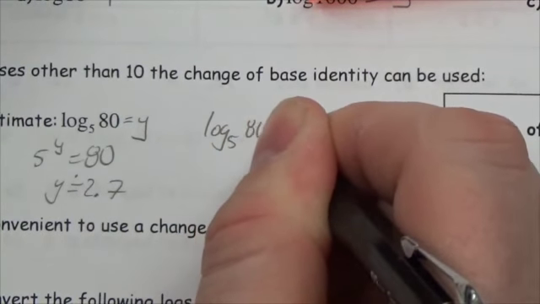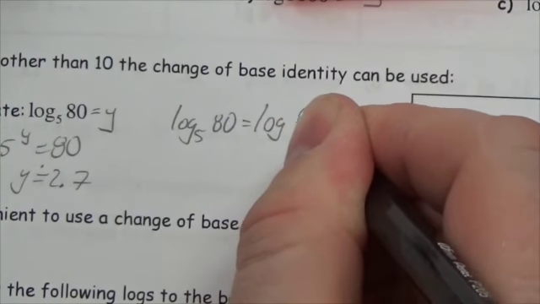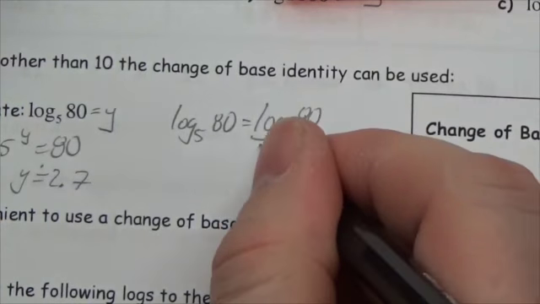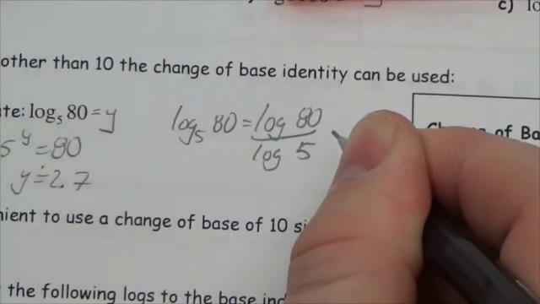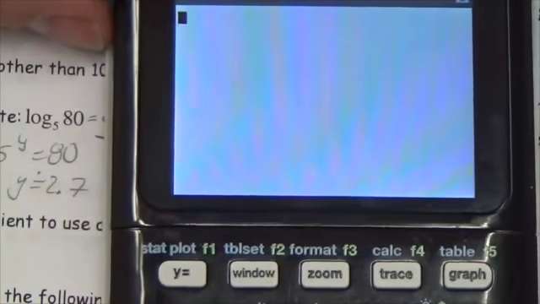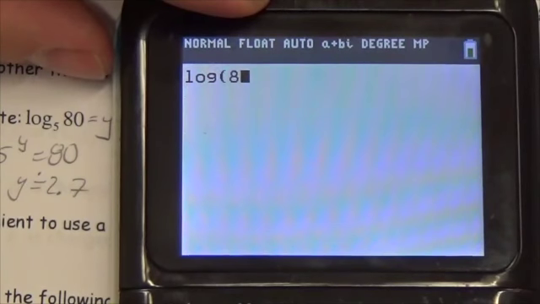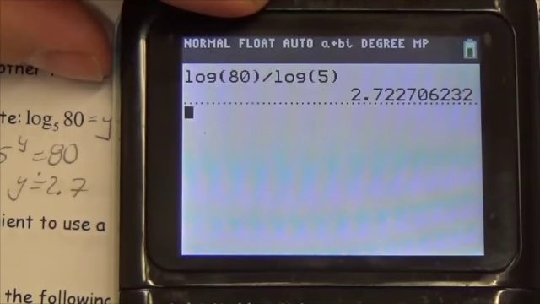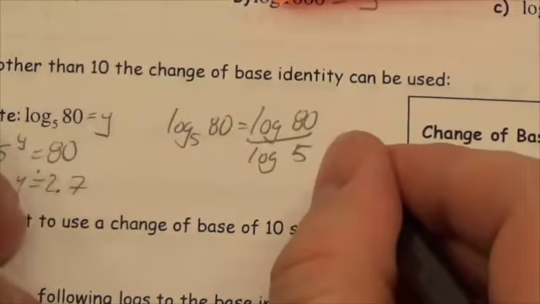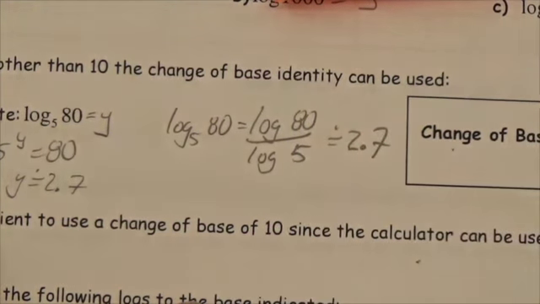Log base 5 of 80. Okay, I'm going to change the base here and make this the log base 10 of 80. And remember, I don't need to write it if it's base 10. Divided by the log base 10 of 5. Now I can do this on my calculator. So I will make this the log of 80, log base 10 of 80, and I will divide this by the log base 10 of 5. Yeah, and I got 2.72. So that's a good guess on my part. 2.7. So that's how you would do that.